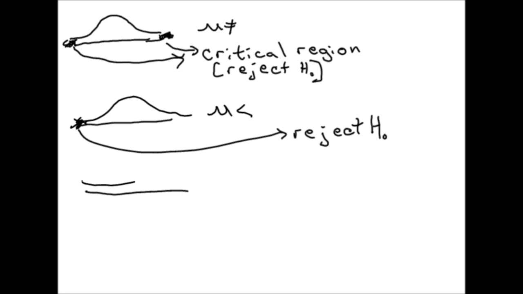And then the third style, that critical region is up here, and that's where you reject. And that's for mu greater than. So those are the 3 types of rejection concepts you have to think about.